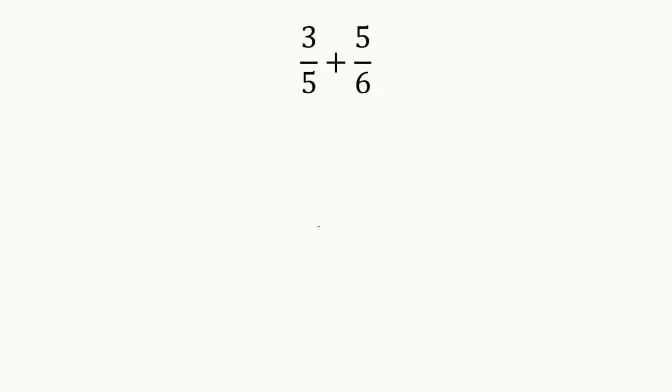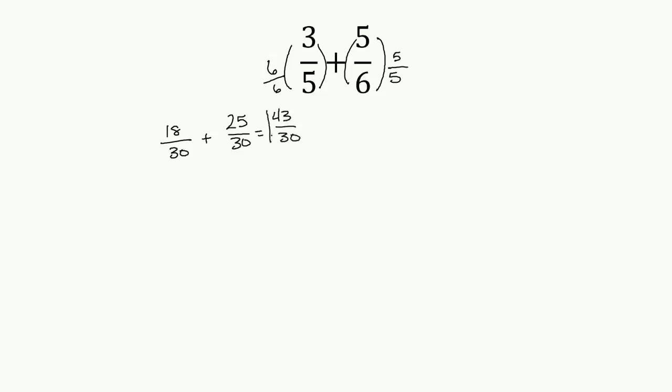3/5 plus 5/6. So how we're going to find a common denominator is on this side multiply everything by 5, and on this side multiply everything by 6, which would be 6 over 6, 5 over 5 technically. So then that's going to give us 18/30 plus 25/30.